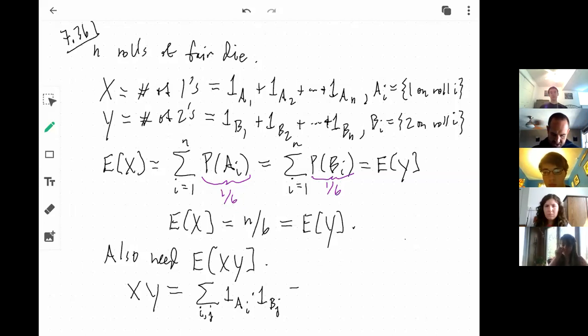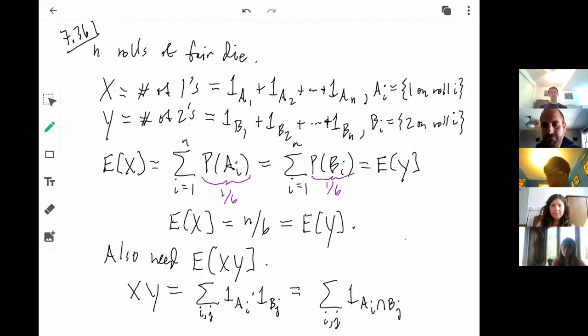Oh, and by the way, this is the same thing as the sum over all possible i and j of the indicator of, so that thing right there is going to be 1 if and only if both A_i and B_j happen. So that is the indicator of the intersection of those two events. So it's the indicator of A_i intersected with B_j, okay?